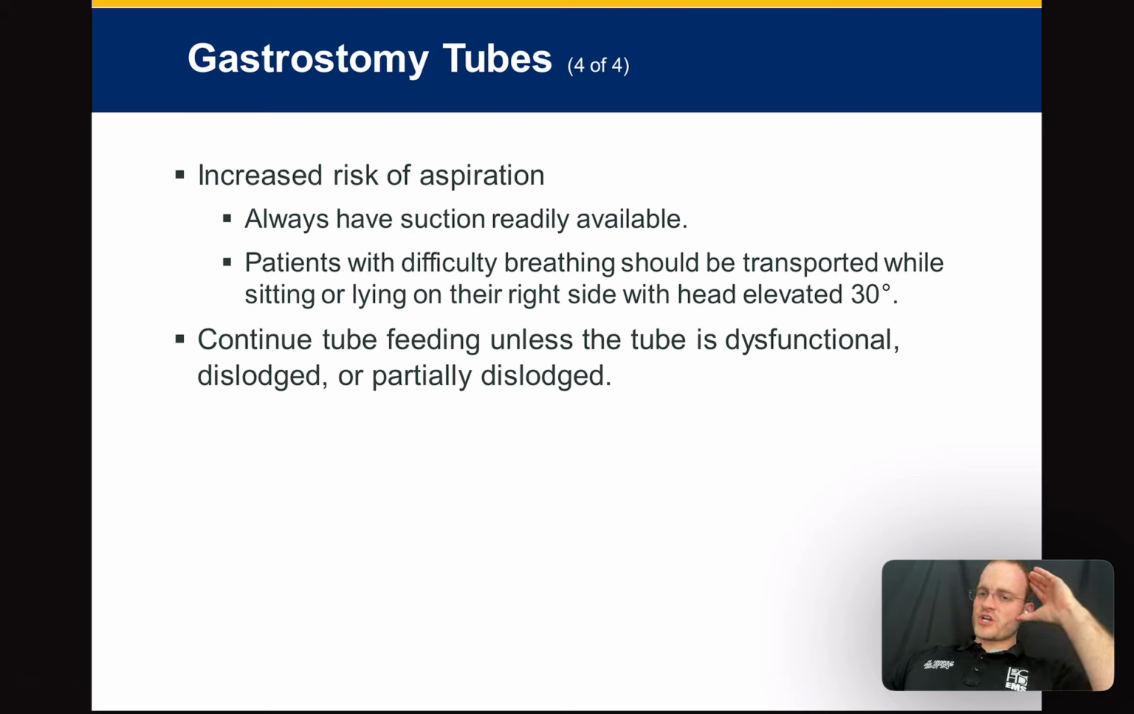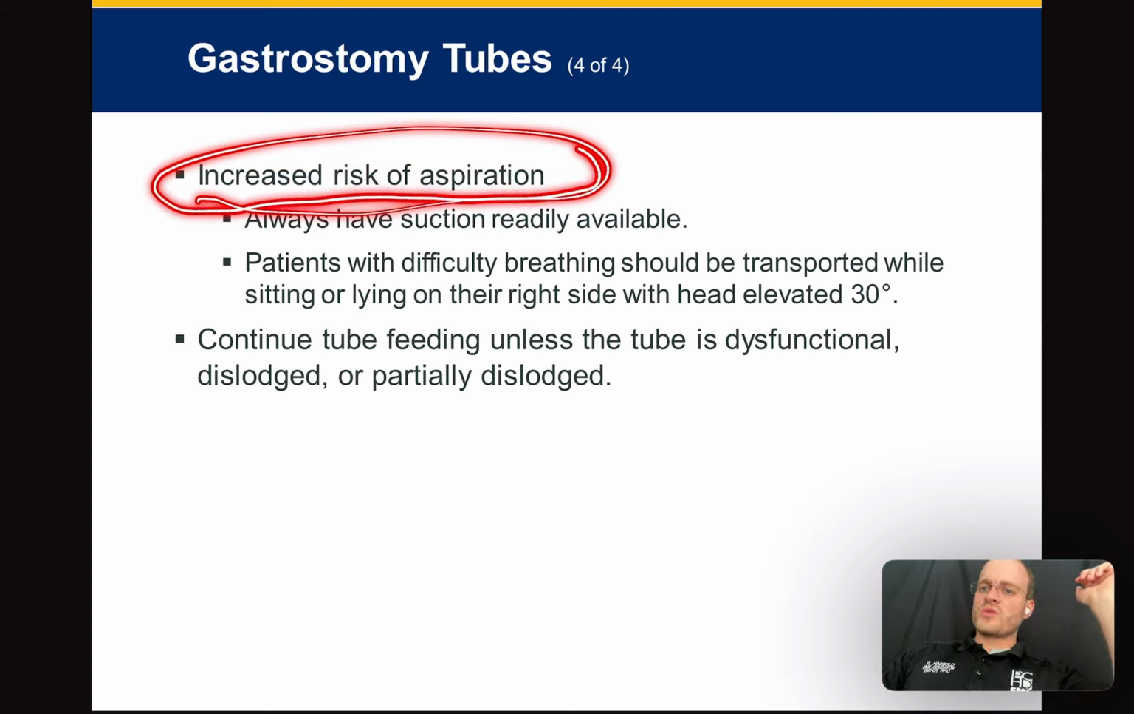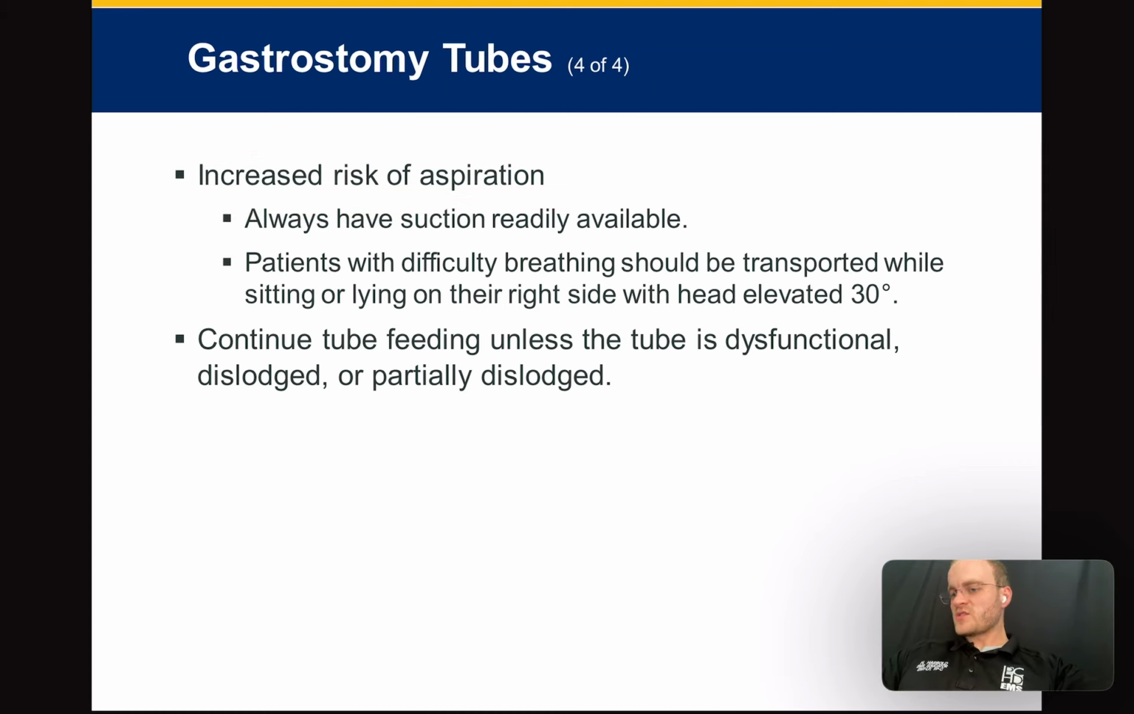And so the thing about gastrostomy tubes is they're at an increased risk of aspiration. Typically these patients have these tubes because they can't swallow for whatever reason. There's a blockage, or they can't coordinate the movement of swallowing. And so they're at a high risk of aspiration. Remember, just because you're putting contents down here does not mean it can't travel its way up through the esophagus and into the mouth. And so there's a risk of aspiration, okay?